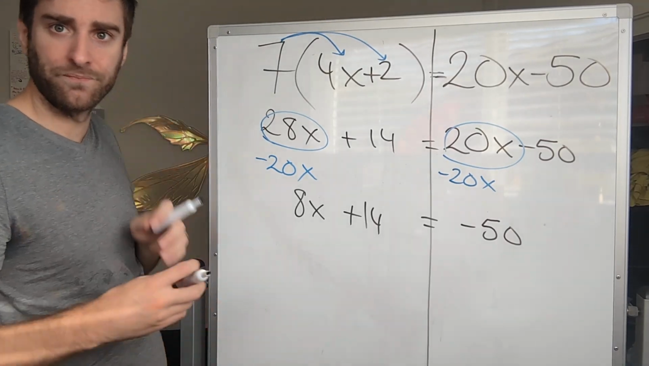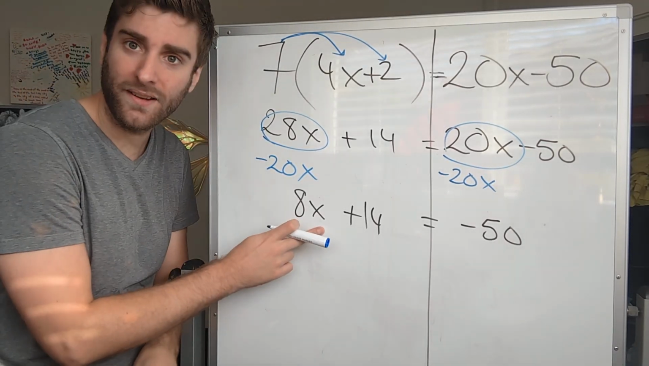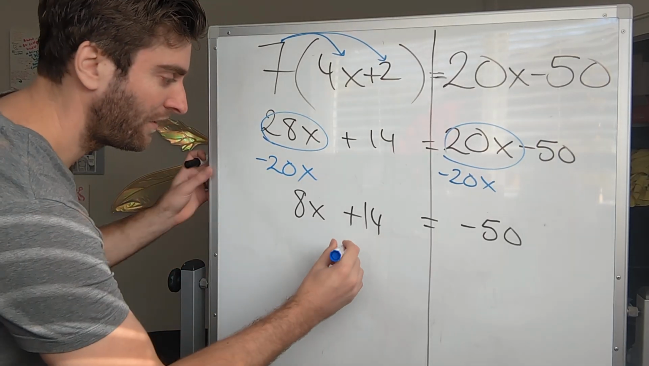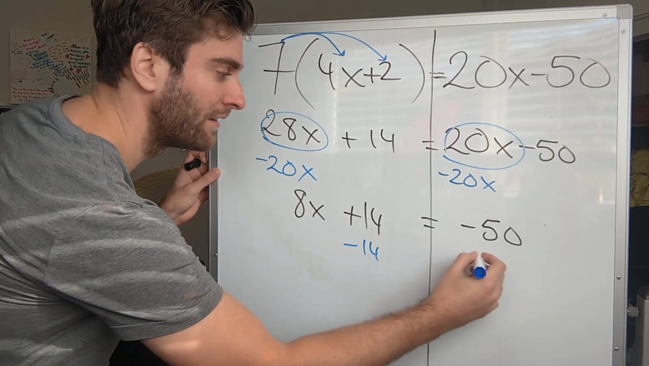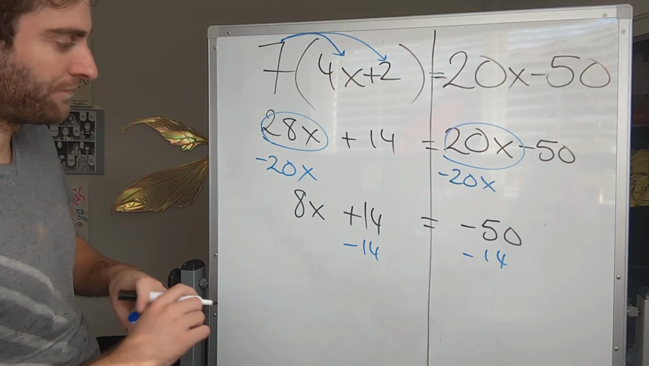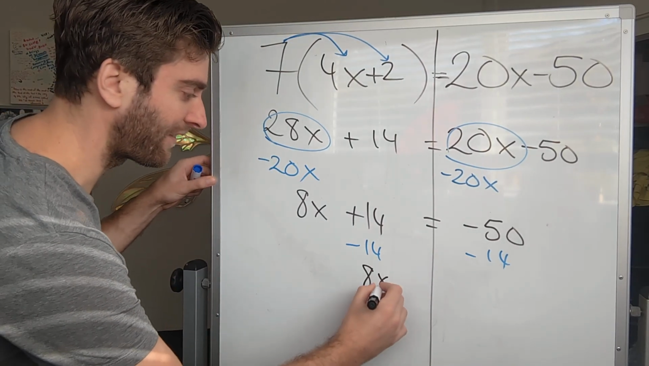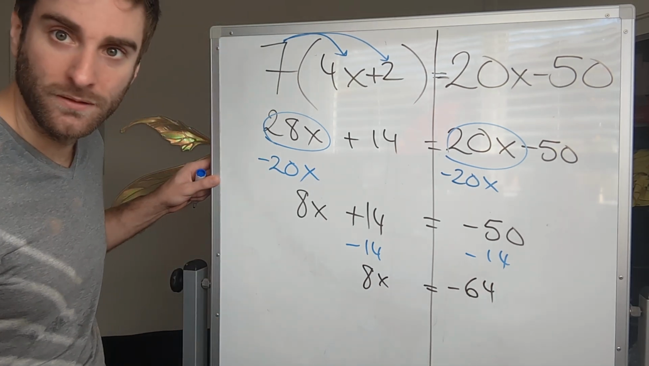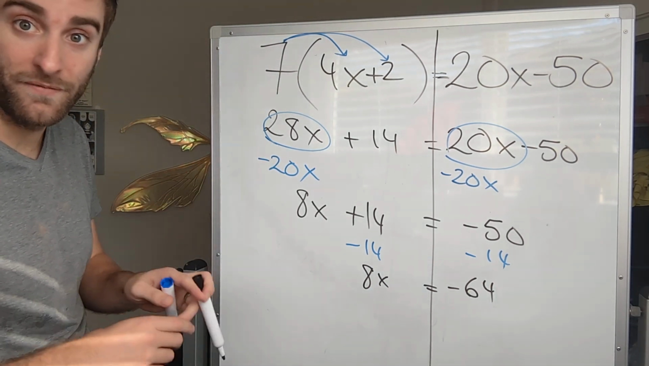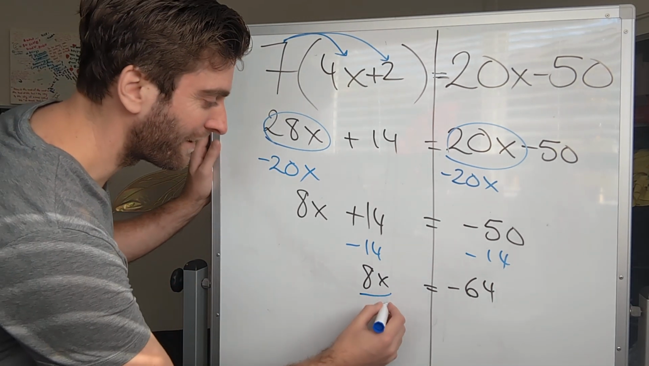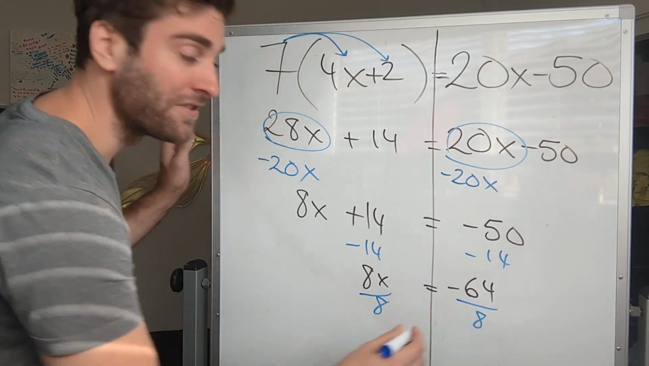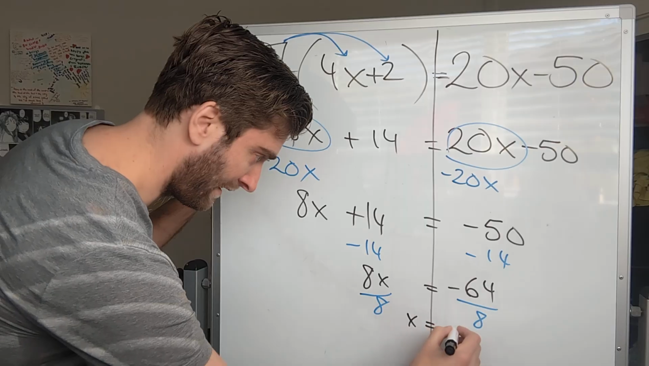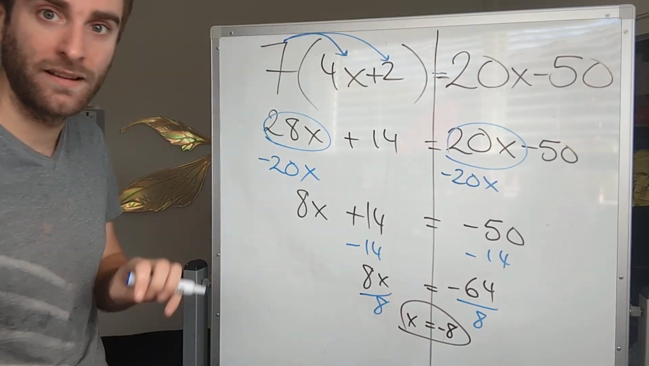What's my next step? I've got 8 times x plus 14. I need to undo the plus first. So I say minus 14 on both sides. That leaves me with 8x equals negative 64. Running out of space on the board, huh? One more step. Divide by 8. Negative 64 divided by 8 is negative 8.